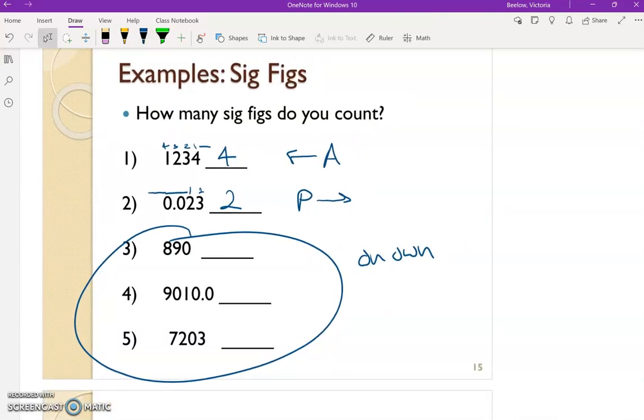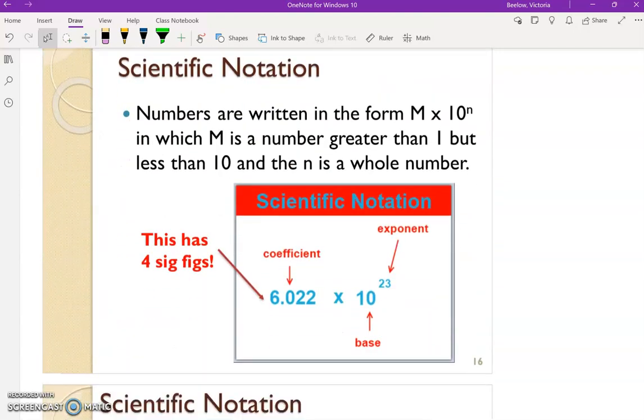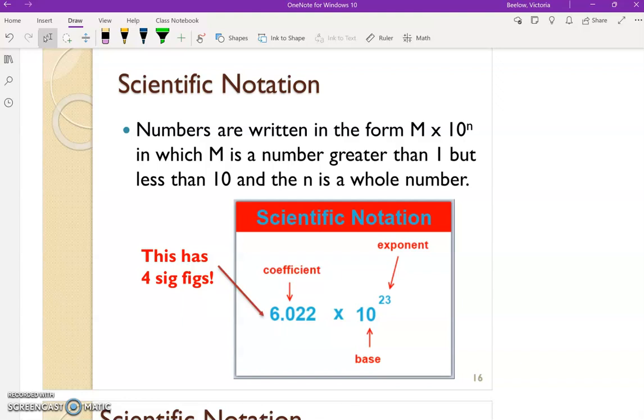So besides using significant figures, especially in lab and when you're doing calculations, another important thing to know is scientific notation, which you may or may not have seen before. So this is when you're dealing with really, really big numbers or really, really small numbers. So numbers are written in this format here. So M is a number that is greater than 1, but less than 10. So it's going to be a number that's between 1 and 9, okay? And it can be decimals.